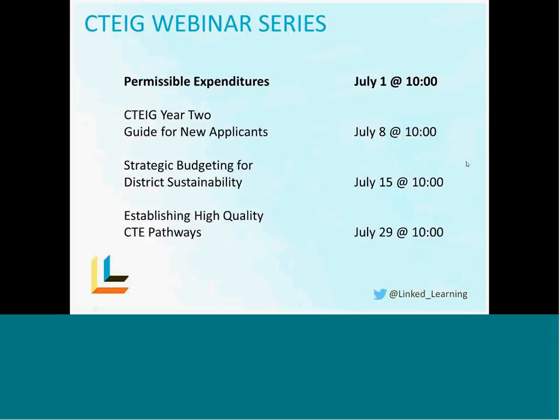This is the first in a series of CTEIG webinars, which will take place on Fridays in July at 10 a.m. This is the Permissible Expenditures webinar. Next week will be the CTEIG Year 2 Guide for New Applicants. After that will be Strategic Budgeting for District Sustainability. And then we'll skip a week and have, on July 29th, Establishing High-Quality CTE Pathways.